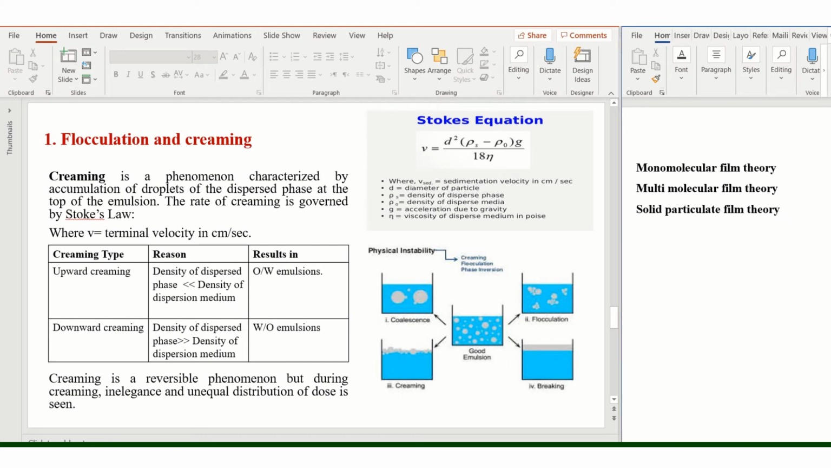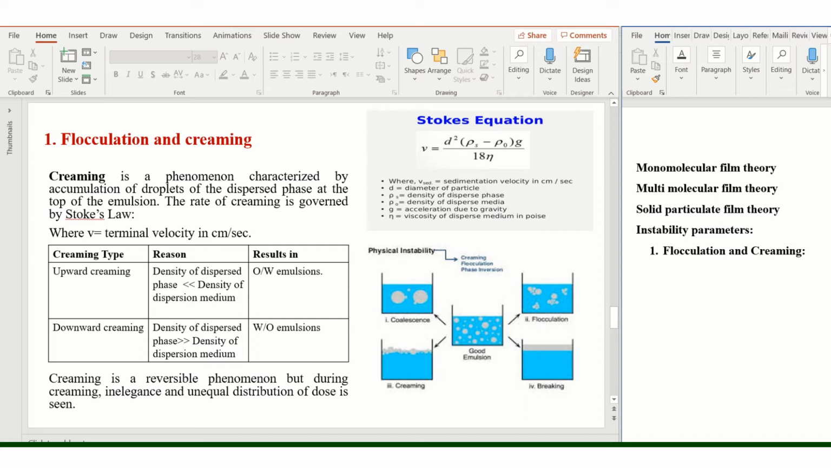Now let's see the first instability parameters. In this, we'll be discussing flocculation and creaming. Flocculation and creaming go hand in hand. Creaming is a phenomenon that is seen by the accumulation or the aggregation of droplets or globules of the dispersed phase at the top of the emulsion or the bottom of the emulsion.